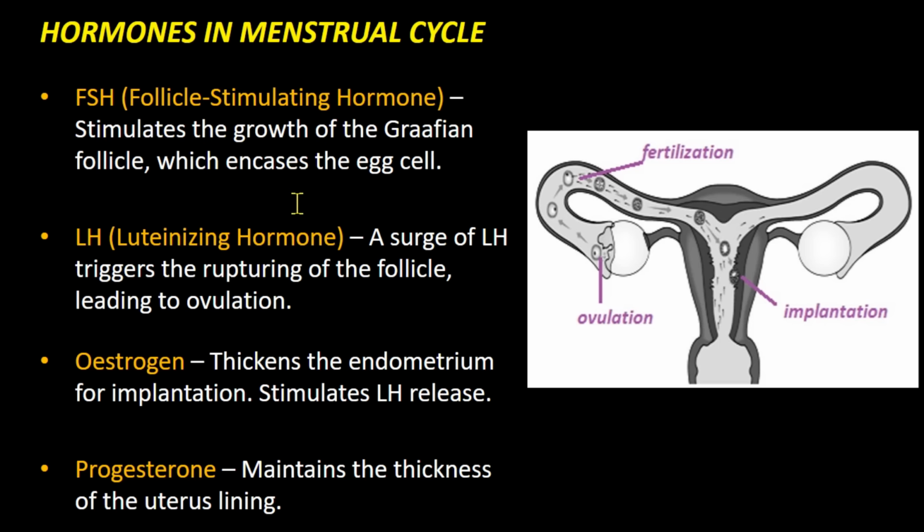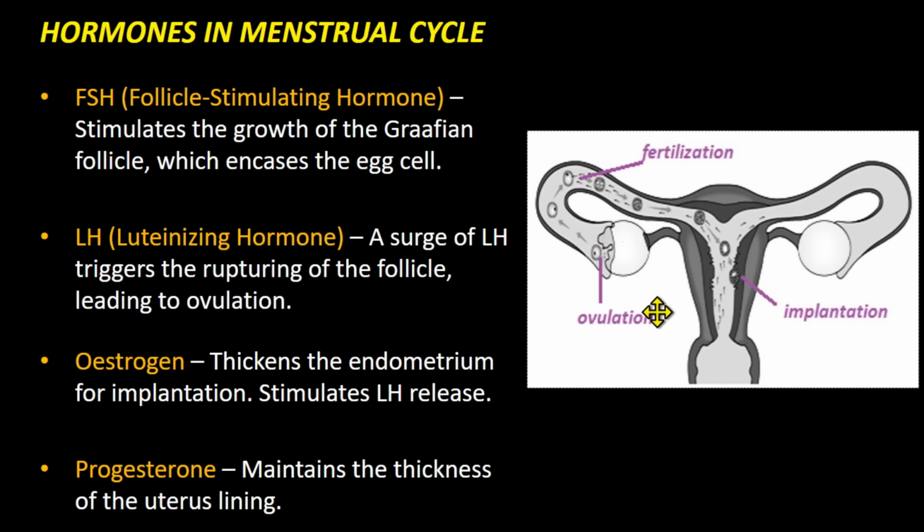LH, or luteinizing hormone. When there's a surge of luteinizing hormone, this is going to trigger the rupturing of that follicle and allow the egg cell to be released. This is when ovulation is going to occur. Now, all this time here, we would have had estrogen being released. This would have helped to thicken the uterus wall or the endometrium for implantation in case the egg gets fertilized. Estrogen also helps to stimulate the increase of luteinizing hormone.